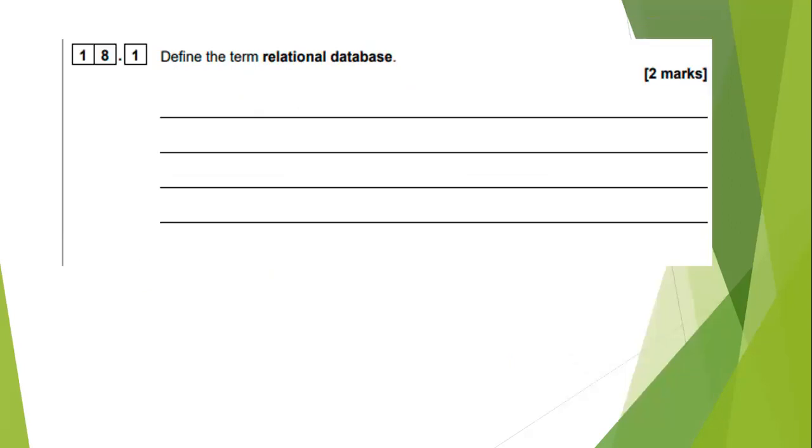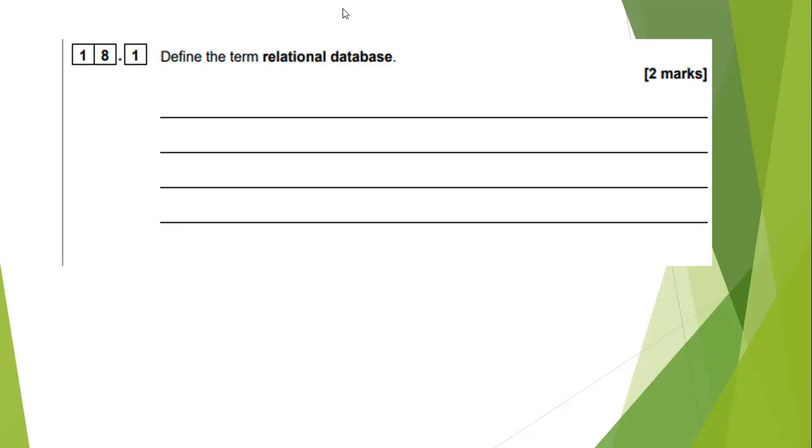Define the term relational database. Again, it has come in the paper. So can you explain? Define the term relational database. A relational database is where there are multiple tables, where in the table there are multiple records of data containing information, and they are not related to each other.